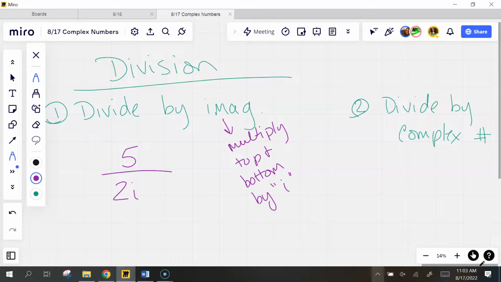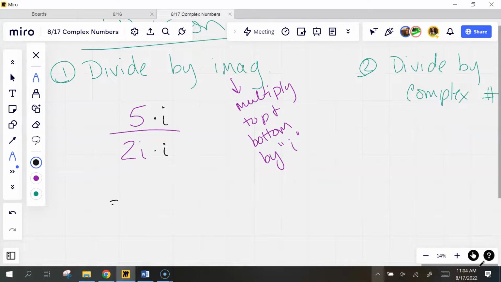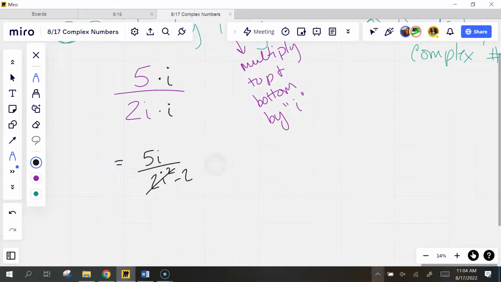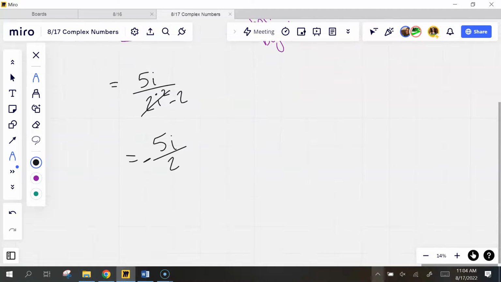So if I multiply top and bottom by i, that's really like multiplying top and bottom by the square root of negative 1. Now I have 2i squared, and we all know that i squared simply becomes negative 1, so the bottom is negative 2. So this simplifies to 5i over 2 and the whole fraction is negative. Or you can put 5i over negative 2. Doesn't matter. Yes, that's the answer. Dividing by an imaginary is easy. Dividing by a complex is slightly more difficult. Another imaginary.